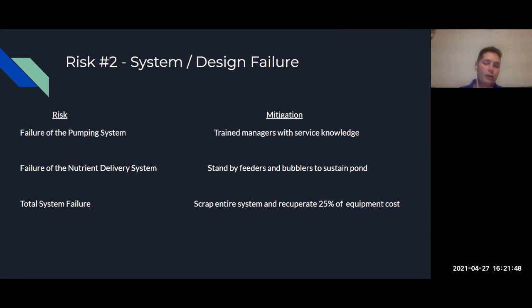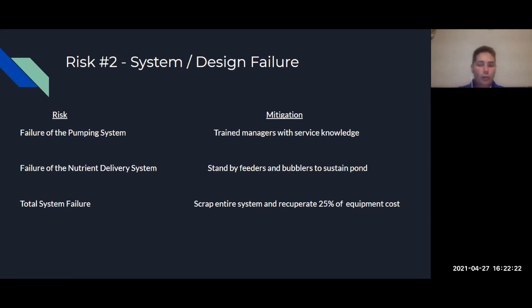And the best way we've found to mitigate pump failure would be having systems managers who are well versed in general pump maintenance, general principles of electricity, general plumbing, and troubleshooting. Nothing too crazy, but being able to not have to sub every little problem out and being able to self-perform some of that. Second of all, we have the risks that are associated with the nutrient delivery failure. And so the way we would mitigate this risk is having standby feeders and bubblers to sustain the pond while the original system is being repaired.